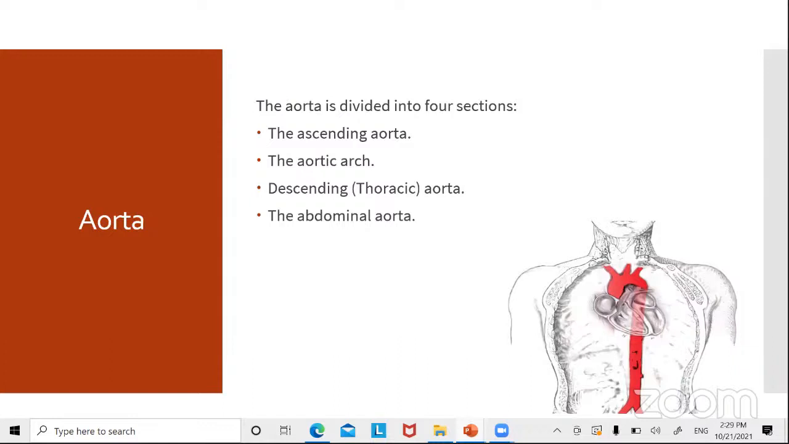The aorta is the largest artery in the body that carries oxygenated blood to the rest of the body. It arises from the aortic orifice at the base of the left ventricle, pumps the blood from the left ventricle to the body through the aortic valve. It divides into 4 sections: the ascending aorta, the aortic arch, the descending thoracic aorta, and the abdominal aorta.